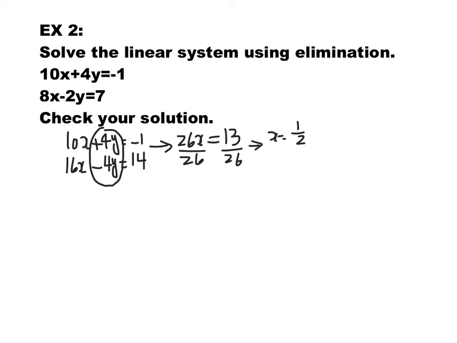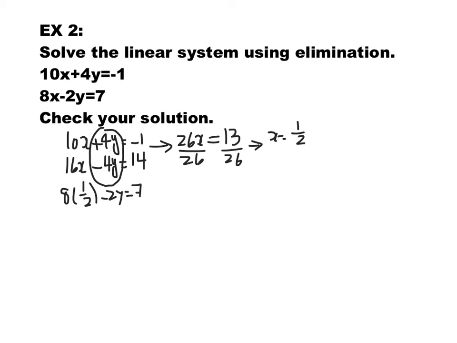So if x is 1 over 2, I have to find what is y. To find y, I'm going to use either the first or second equation. I prefer the second equation, because it's easier to work with. So I'm going to say 8x, x is 1 over 2, minus 2y is equal to 7.